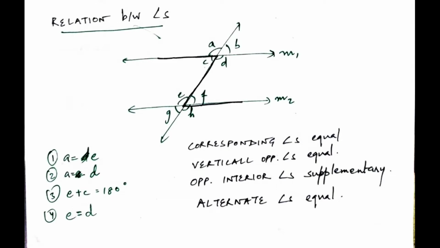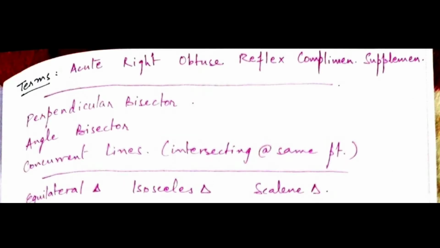Alright. Now there are some terms that we should be familiar with. Acute angle is from 0 to 90, right angle is 90 degrees, obtuse is from 90 to 180, reflex is from 180 to 360. Complementary when the sum of two or more angles is 90 degrees, supplementary when the sum of two or more angles is 180 degrees. We should know what a perpendicular bisector and angle bisector are, and what concurrent lines are, which intersect at the same point. Then types of triangles can be equilateral, isosceles, or scalene.